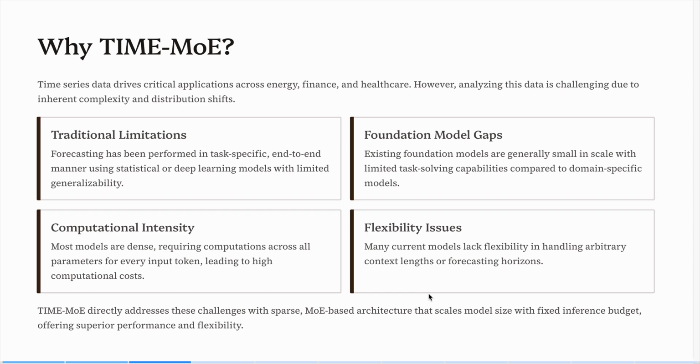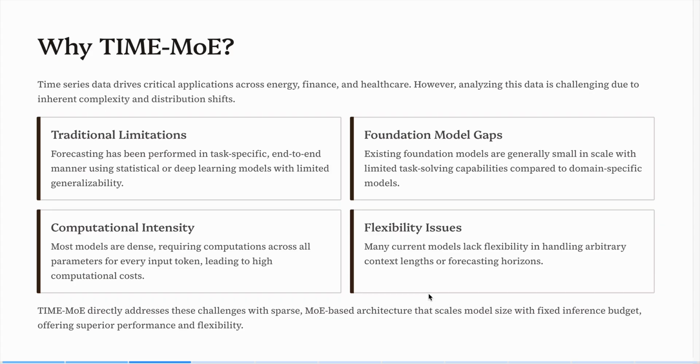Most existing time series models are dense, meaning every input token requires computation across all model parameters, leading to high computational intensity. Furthermore, many current foundation models lack flexibility in handling arbitrary context lengths and forecasting horizons. Time-MoE directly addresses these challenges by introducing a sparse MoE-based architecture that allows for scaling up the model with a fixed inference budget, offering superior performance and flexibility.